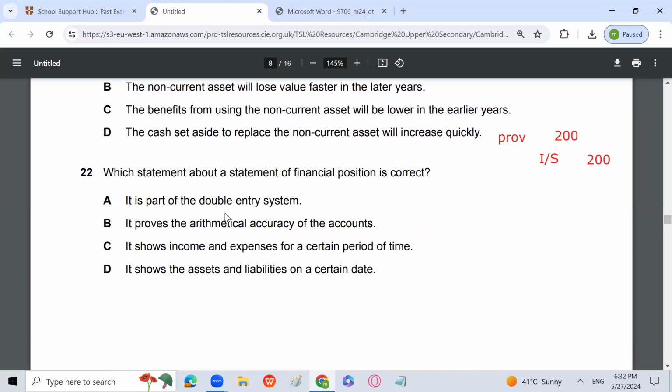Which statement about a statement of financial position is correct? It is a part of the double entry system. It proves the arithmetic accuracy of the accounts. It shows income and expense for a certain period of time. It shows the assets and liabilities on a certain date. D is the answer. It shows the assets and liabilities on a certain date.